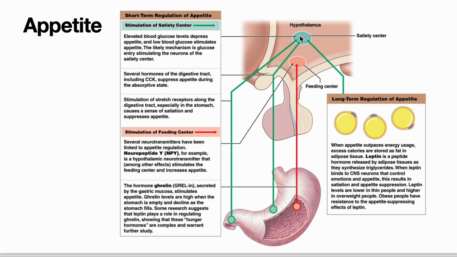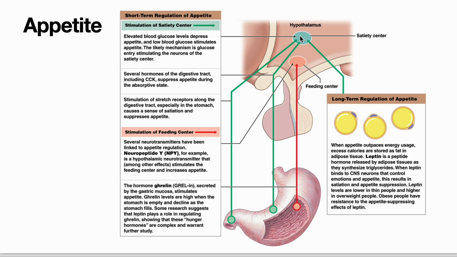But the one that I love is ghrelin because it just sounds like a little gremlin and I feel like it lives inside my bread. I'm hungry. So ghrelin is actually secreted by the lining, the mucosa of the stomach. And it stimulates your appetite. So ghrelin levels are high when the stomach is empty. And so it sends a message up to your brain saying, I'm empty, feed me, feed me.